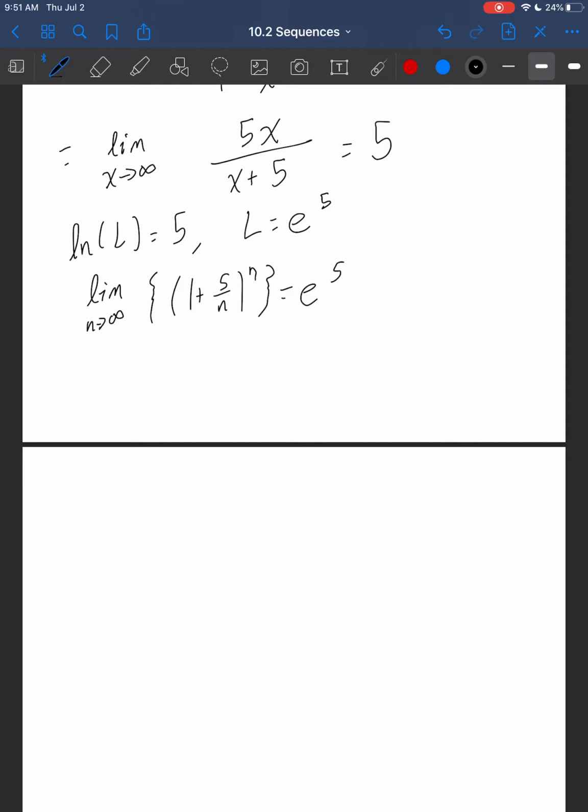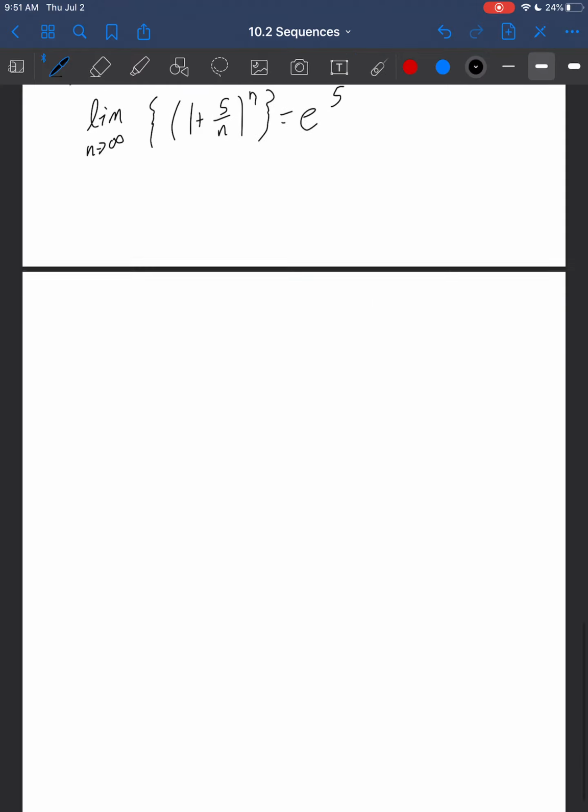Very interesting, right? This is kind of one of those places where e shows up, and it doesn't really make sense why it shows up, right? There's no e's in here at all, but it is showing up because we are doing this technique with the natural logs right here. And that's where we're going to get this e to the 5th.